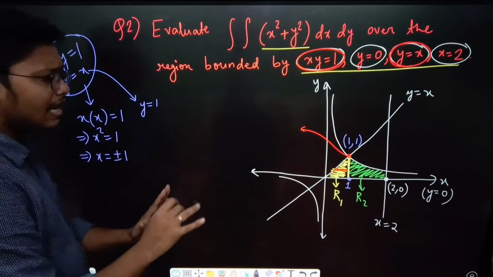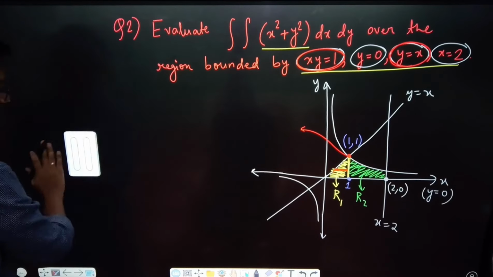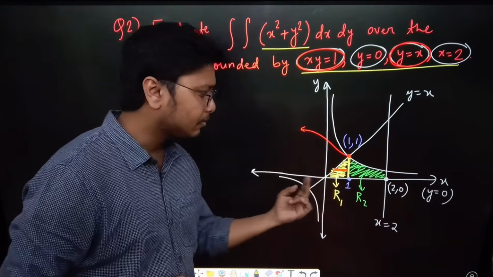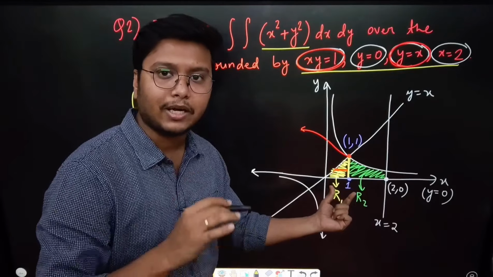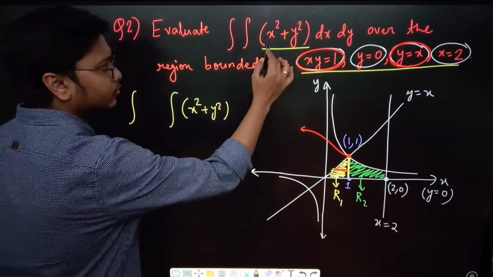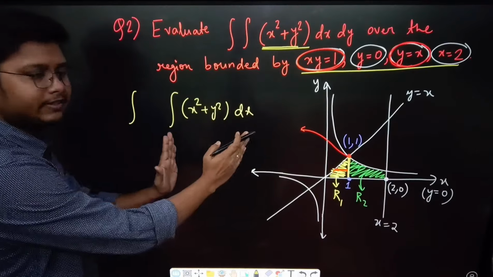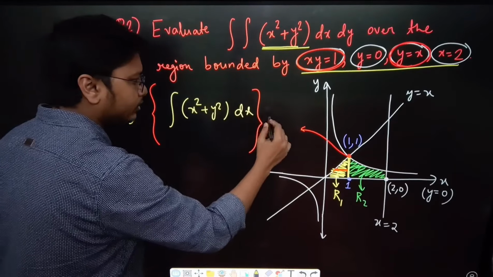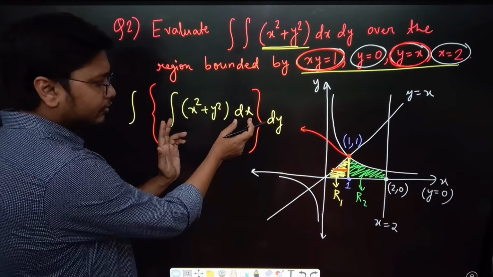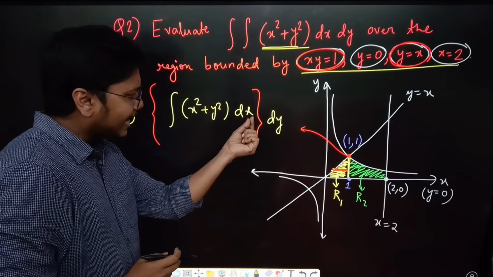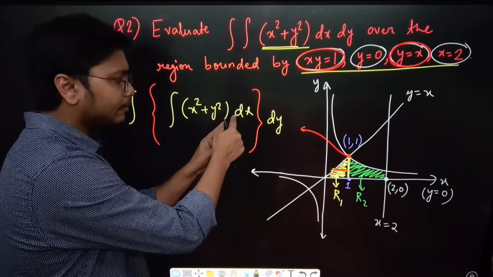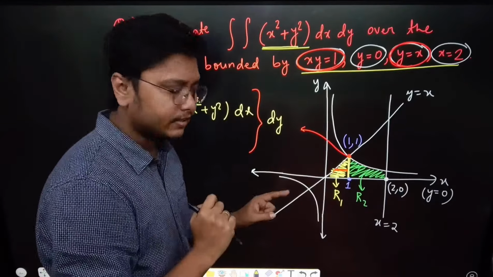Now I'm going to write the limits of the integration. Observe this very carefully. I have taken a horizontal strip. That means the first integration I want to do is with respect to x. So I'll write the function as it is: x squared plus y squared. I want to do the integration first with respect to x, and then later with respect to y. Remember, if the inside integration depends on x, that means you are taking a horizontal strip. If you were taking a vertical strip, then the inside integration would depend on y and the outside one would depend on x.